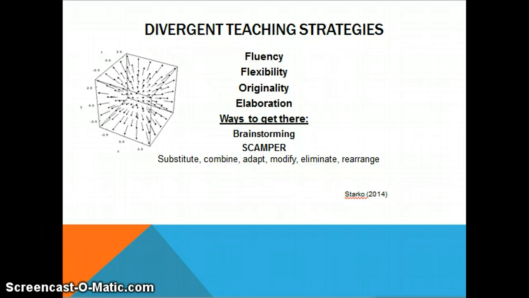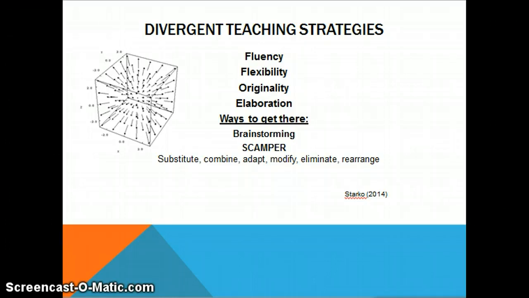Next topic I'd like to cover is divergent teaching strategies. In the previous lecture, we talked about convergent versus divergent concepts within learning and discussion. And now what I want to talk about is some teaching strategies that can facilitate this within the classroom.